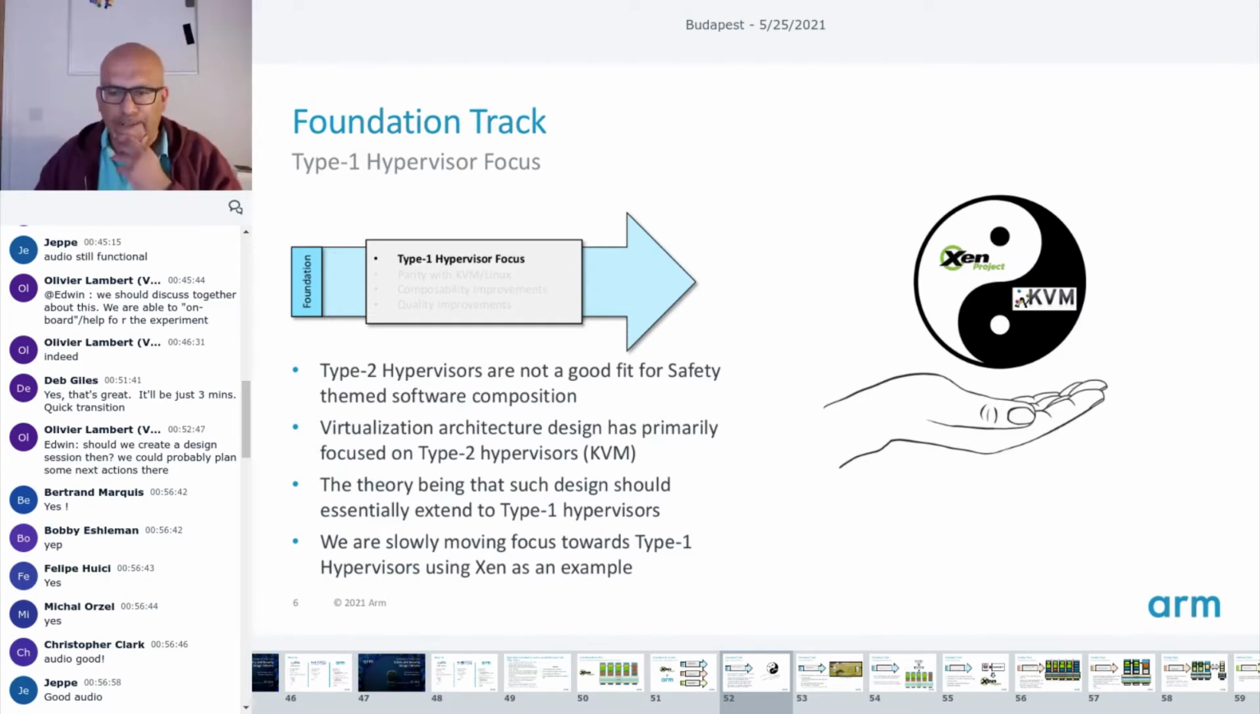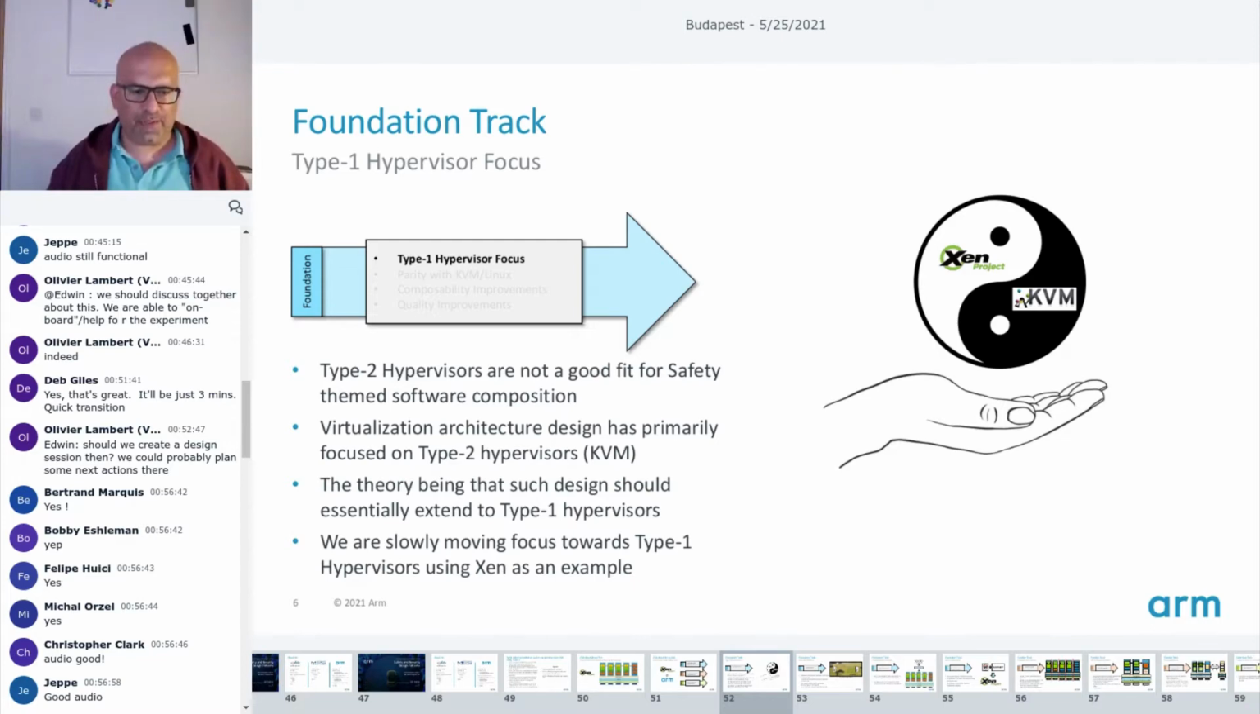So yeah, the graphic on the right is a tongue-in-cheek way to show that there's ARM that's represented by the hand, and it's got this yin-yang symbol, right? So good versus evil, but I'm not implying anything. I prefer to think that Zen is the good one and KVM is the bad one, but my loyalties are clear.